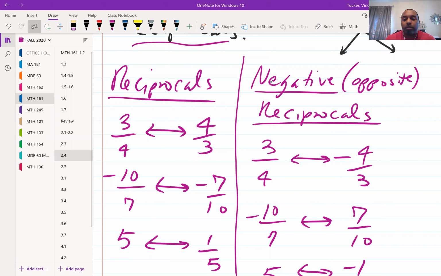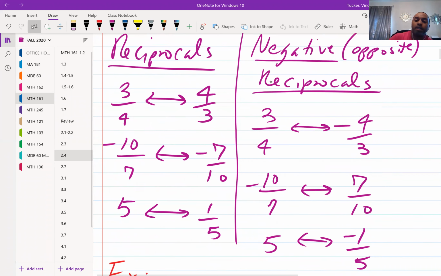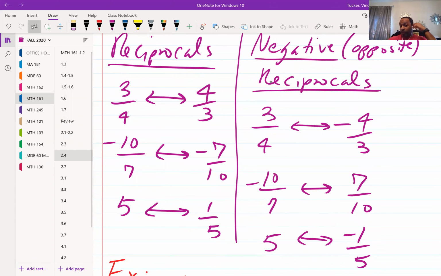Now, negative reciprocals means you would flip the fraction and use the opposite sign. It doesn't necessarily have to be negative, it just has to be the opposite. Negative mathematically means opposite. So if I have 3/4, the negative reciprocal of that would be -4/3. The negative reciprocal of -10/7 would be +7/10. Once again, you flip the fraction and use the opposite sign. And same thing with 5: the negative reciprocal of 5 would be -1/5. So you flip the fraction and you use the opposite sign. That would be a negative reciprocal.